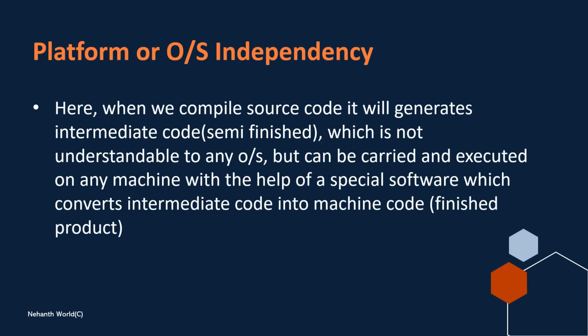Here when we compile source code, it will generate the intermediate code, not the machine code. Intermediate code is nothing but semi-finished code, which is not understandable to any operating system. But this intermediate code can be carried and executed on any operating system or machine with the help of a special software which converts intermediate code into machine code. When we call it a machine code, we can call that a finished product.